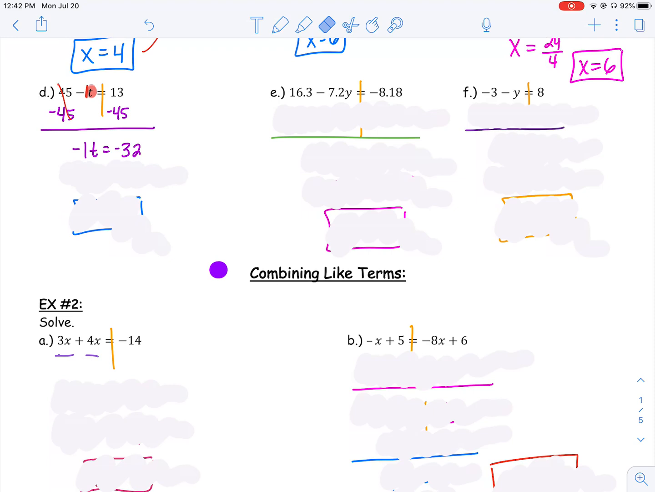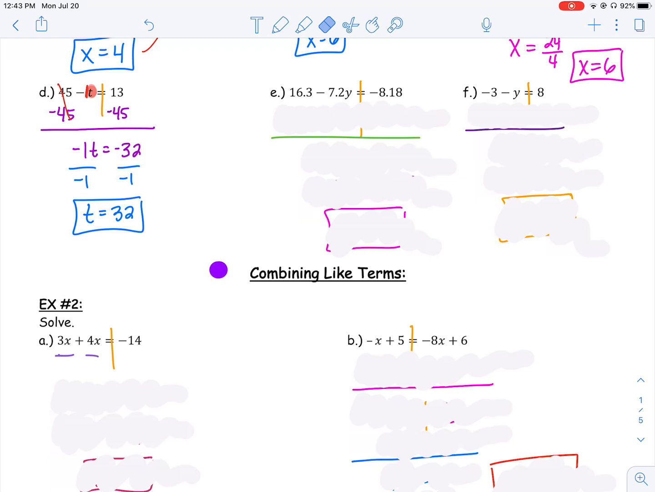So let's get rid of the -1 by dividing. Let's divide both sides by -1. -1 divided by -1 is +1, and -32 divided by -1 is +32. So t equals 32. It might be easier to put that 1 in front of the t so you know it's there. All right, let's do one with decimals.